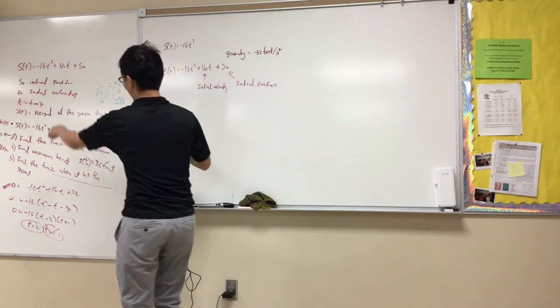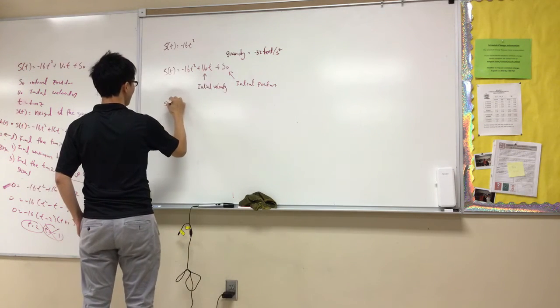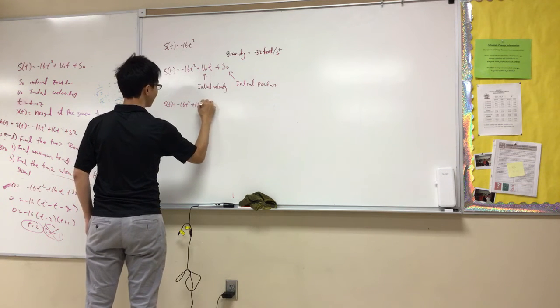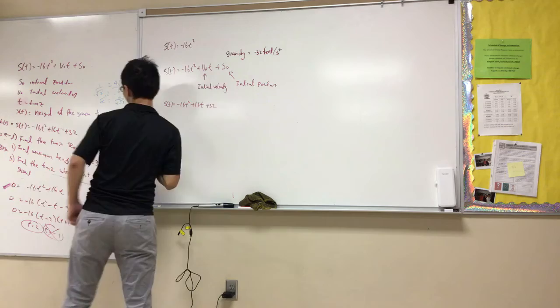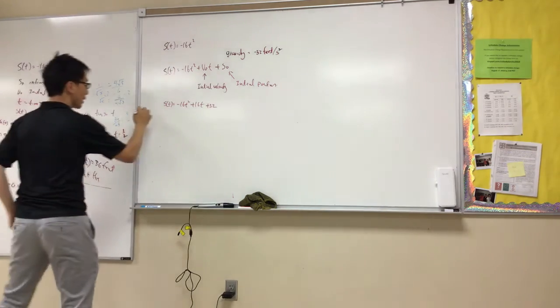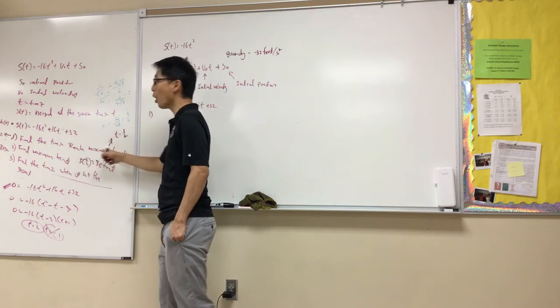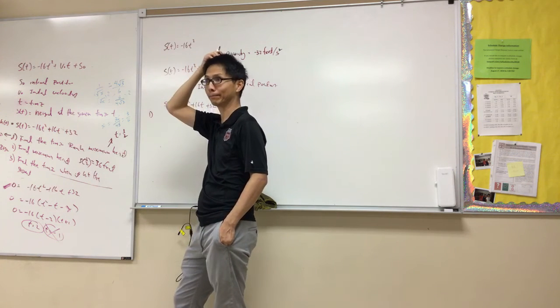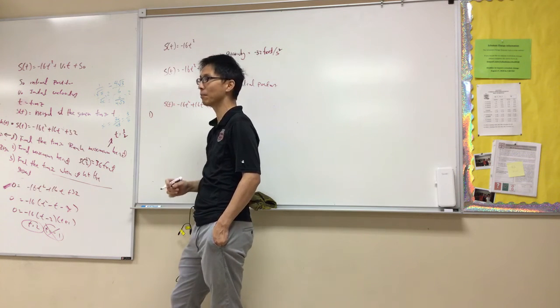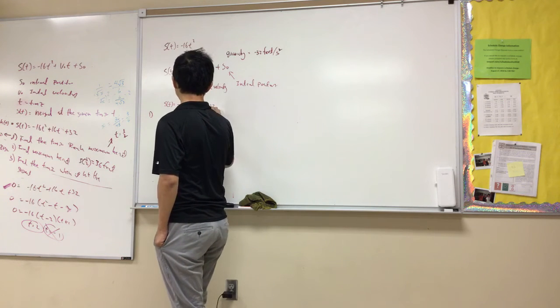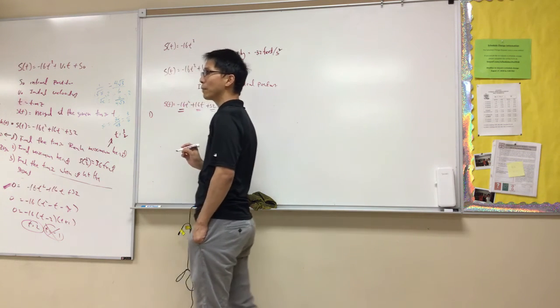So we're gonna have these questions here. We're gonna have S of t equals negative 16t squared. I will give you the equation. The first part of the question says find the time when the ball reaches maximum height. So think about it. This is quadratic, right? How do I reach maximum height?